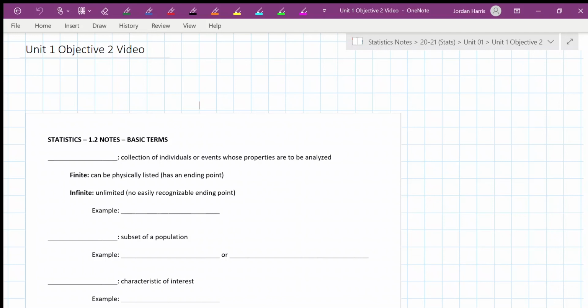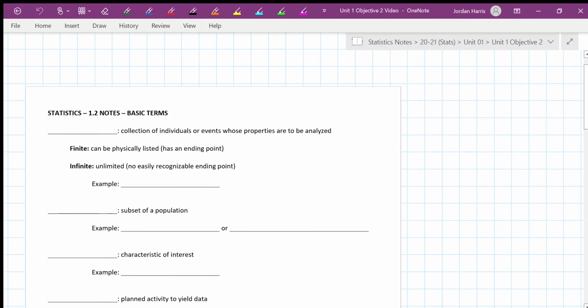All right, so this is 1.2, which is basic terms. There's going to be 8 basic terms that we go over, and then we're going to go over 8 other terms. So there's a total of 16 terms. We'll talk about the second 8 when we get there. But starting with our 8 basic terms.